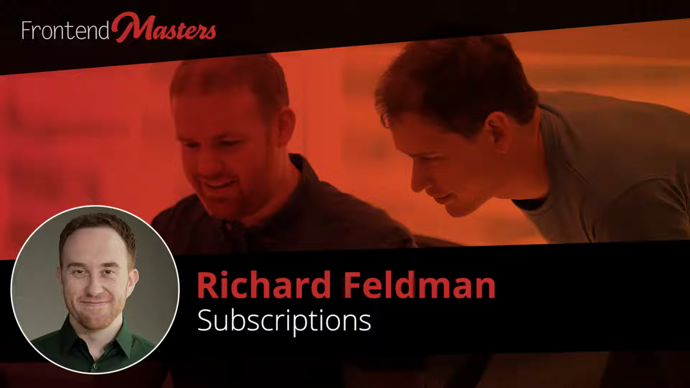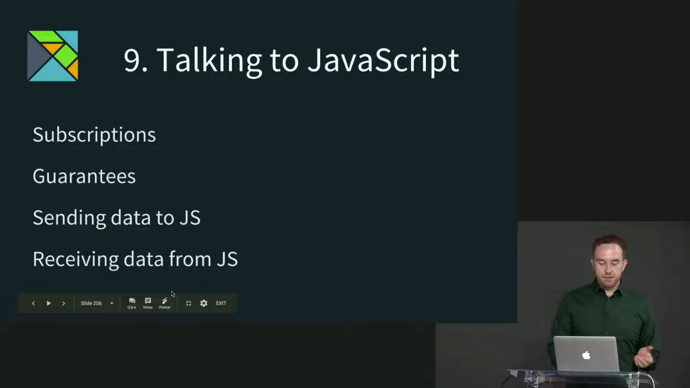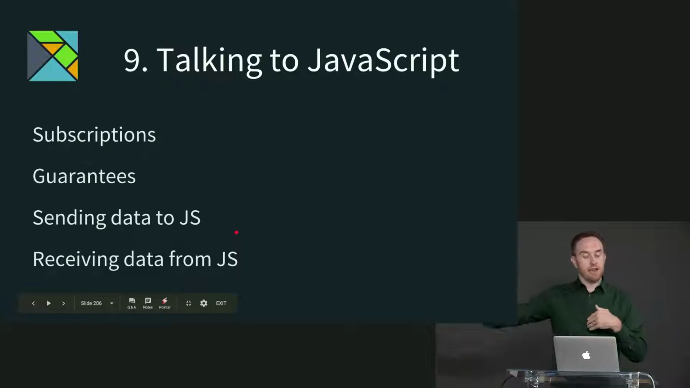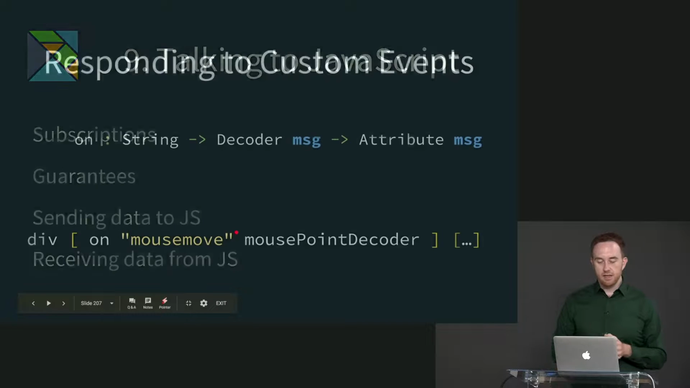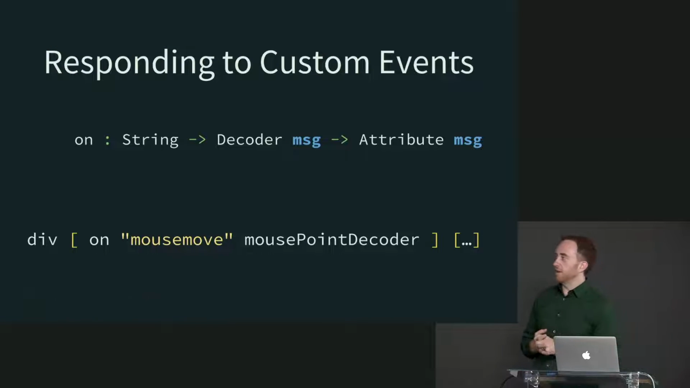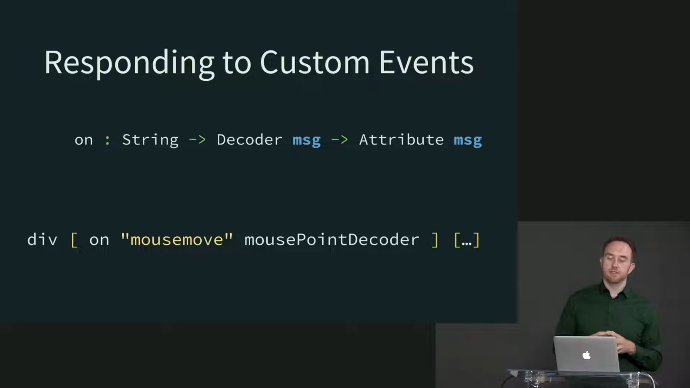In an Elm course, what could possibly be the final frontier but talking to JavaScript? So we're going to talk about a few concepts here: subscriptions, guarantees, sending data to JavaScript, and receiving data from JavaScript. So let's start by talking about subscriptions, and in particular in the context of responding to custom events.